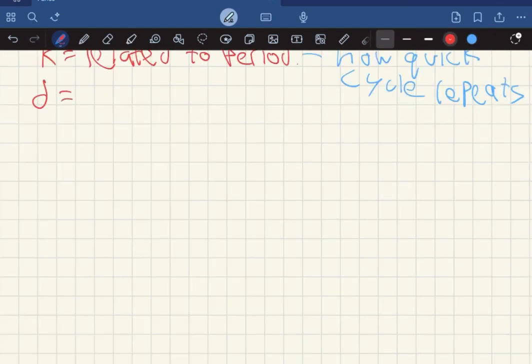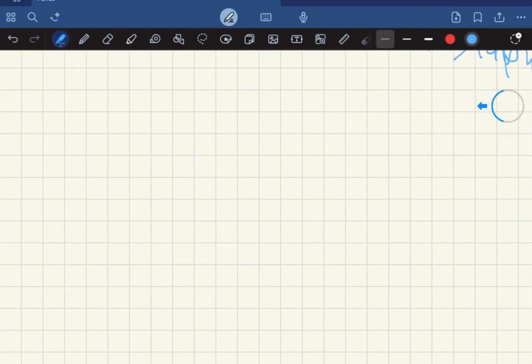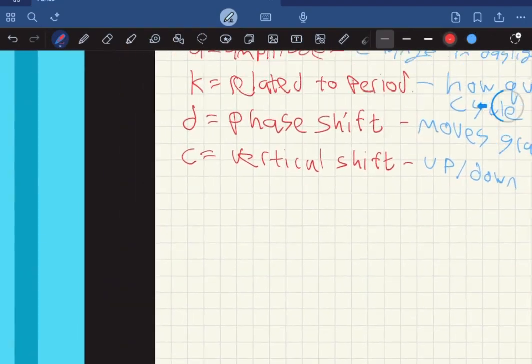Now the d value is the horizontal shift, or the phase shift. This moves the graph left or right so that the maximum daylight hours, which is on June 21st, occurs at the correct time of year. And finally, the c value is the vertical shift, or some might call it the midline. It's the average number of daylight hours over the year, halfway between the longest and shortest day.